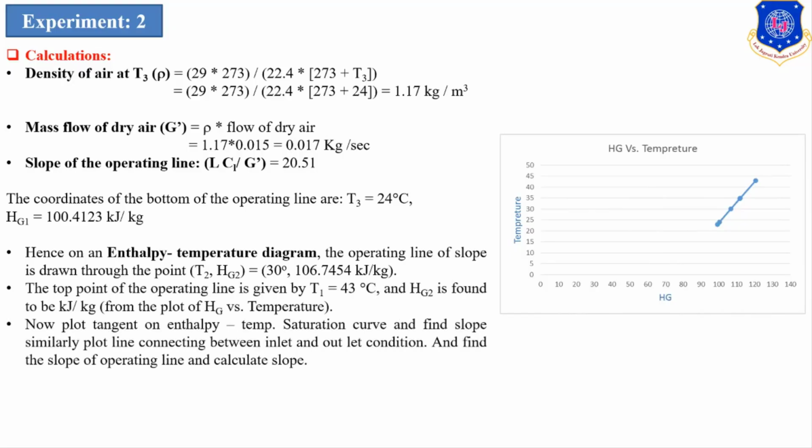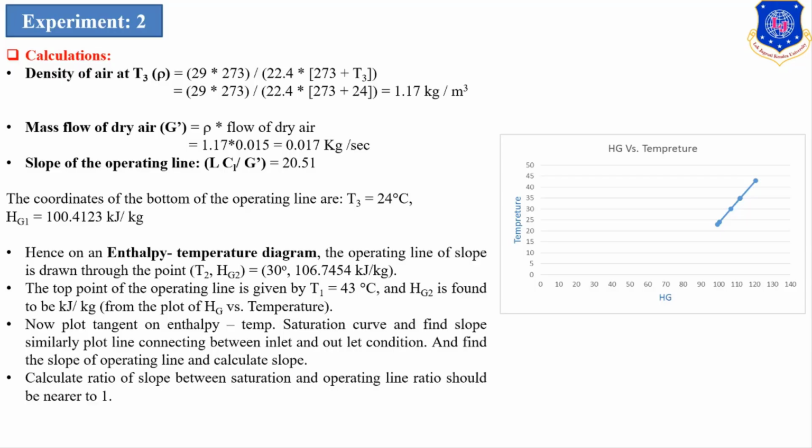Now the top point of the operating line was temperature, that is 43 degree, and Hg2 is found to be in kilojoule per kg. And then we can draw the tangent of this enthalpy temperature curve, and we can find the slope, which is similar to the line which is connecting the inlet and outlet conditions. And we can also find out the slope of the operating line, and we can calculate this slope. Now the ratio of the slope between saturation and operating line should be nearly equal to 1.